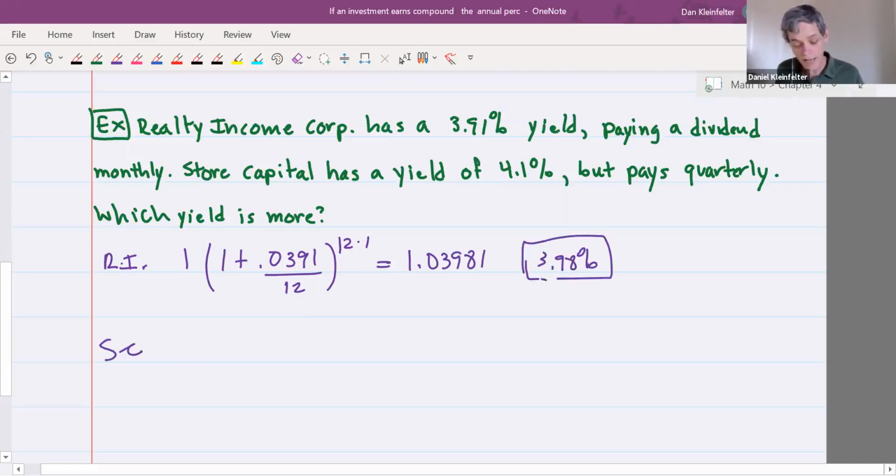And then Store Capital, that's going to be 1 plus 0.041. Let's try that again. But that is paying quarterly, so that is 4 times a year.